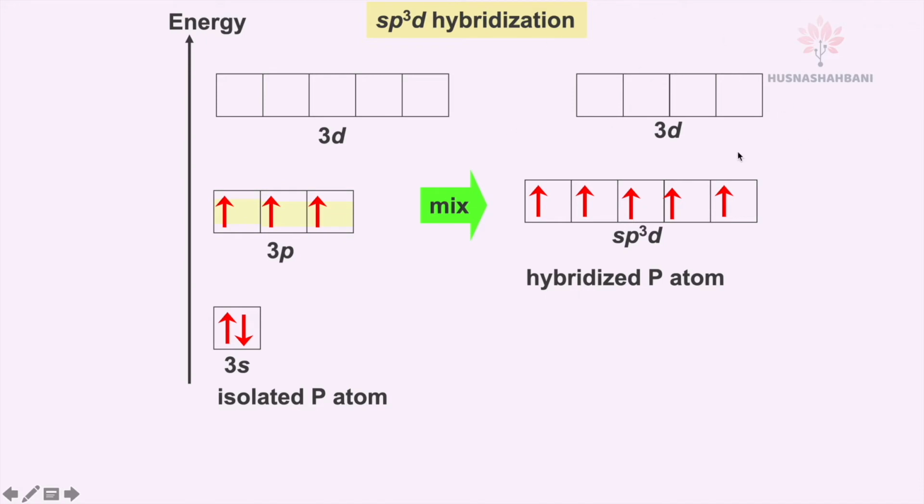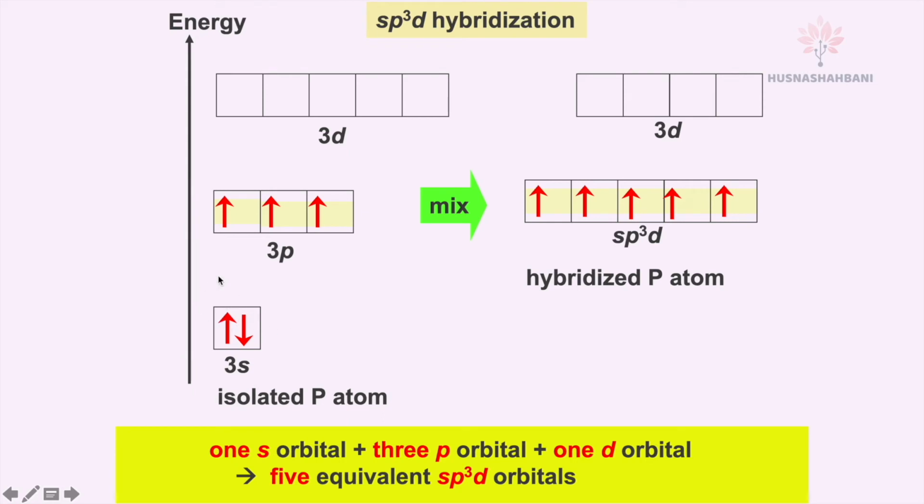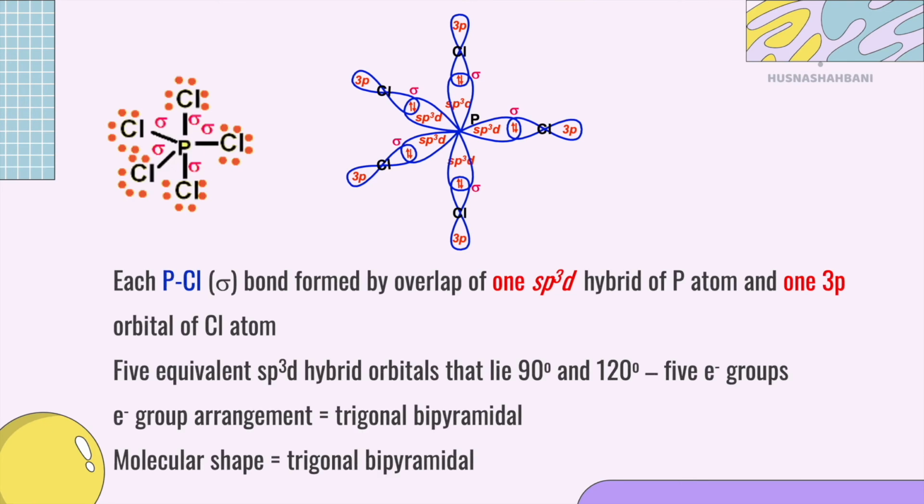And don't forget to include the 4 empty 3d orbitals. One s orbital is involved, mixed with 3 p orbitals and 1 d orbital. When you put the unpaired electron in here and mix the pure orbitals, you make 5 equivalent sp³d orbitals. So you have 1, 2, 3, 4, 5 sp³d orbitals in total. And this is how you draw the central atom hybridized for the P atom. So you have 5.